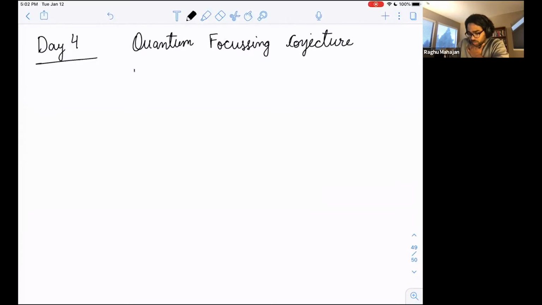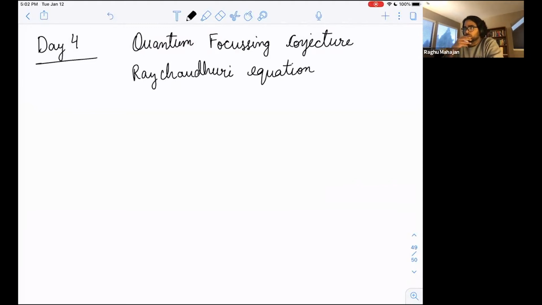And this is a generalization of the Raychaudhuri equation in just classical GR. So instead of describing what the Raychaudhuri equation is, I will just explain it in the 2D dilaton gravity that we have been working with.